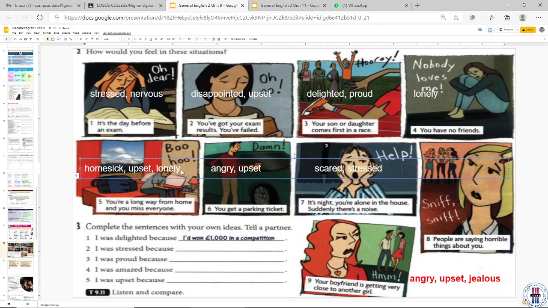Number eight, people are saying horrible things about you. I would be upset here. I would also, maybe it's your best friend, you could also feel disappointed. Number nine, your boyfriend is getting very close to another girl. You probably feel angry, upset, and then you feel jealous. Those are emotions and feelings.